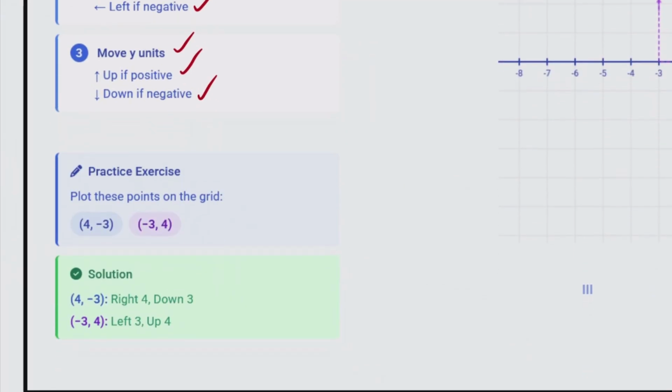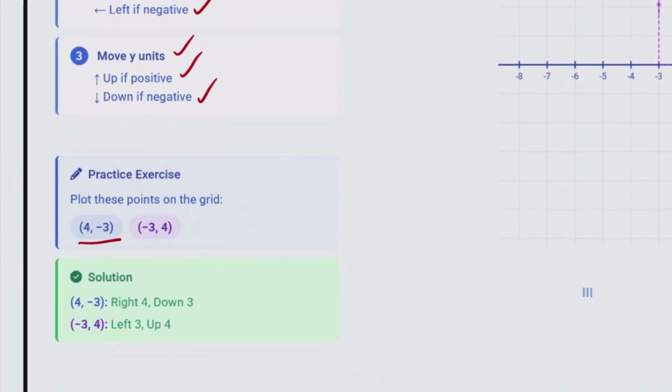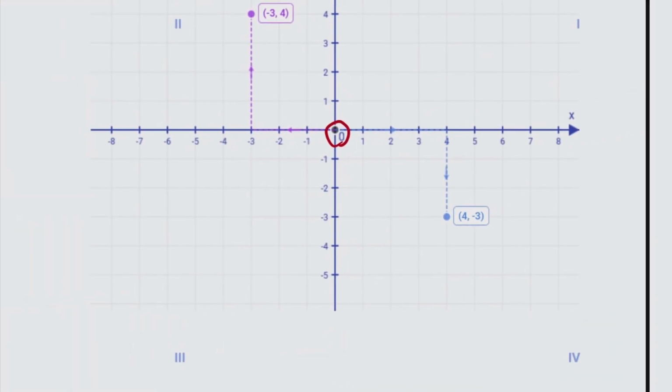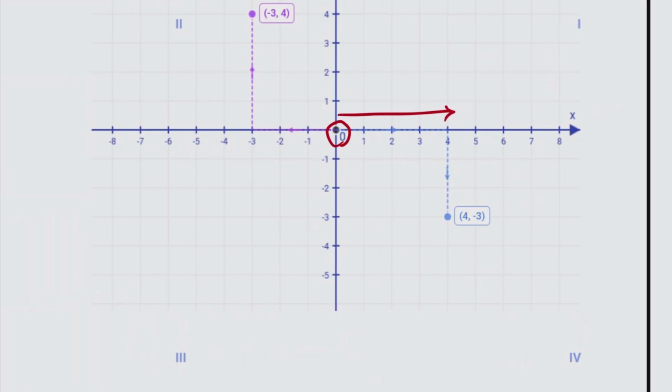Again, let's see a couple of examples. (4, -3). As you can see, x is +4, so we have to move 4 to the right, and after that, -3, or 3 to the bottom. That would be our point.